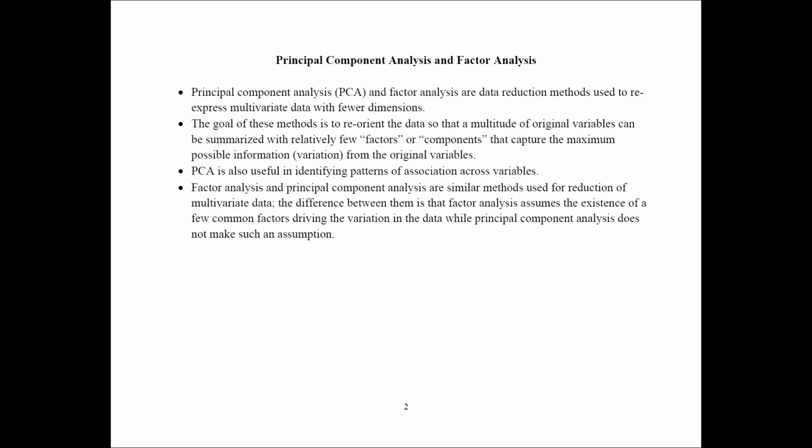PCA is also useful for identifying patterns of associations across variables. These two methods, principal component analysis and factor analysis, are very similar and are often used interchangeably, but they do have a little bit of difference between them. Factor analysis assumes the existence of a few common factors that drive the variation in the data. We just don't know what they are or how to measure them really well, but we know that there are a few common factors. Whereas principal component analysis does not make such an assumption. You just have data and you're interested in the most efficient way to represent this data.